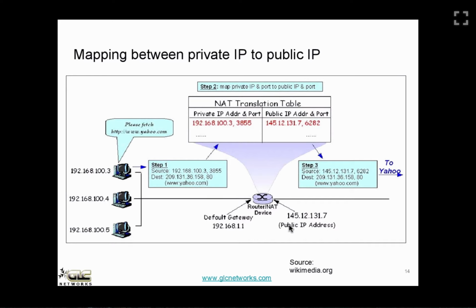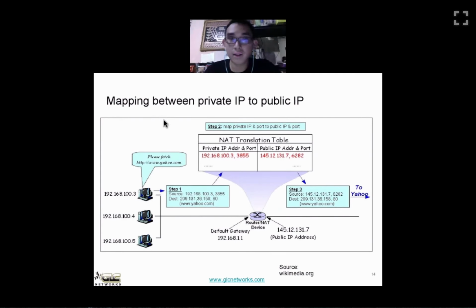And then on the public interface we have 145.12.131.7. When the packet leaves the router, the source IP address will be changed into this public IP address. So if we have 100 computers leaving the public interface, what should we do? All of those source IP addresses will be changed into this public IP address. That's how it works.